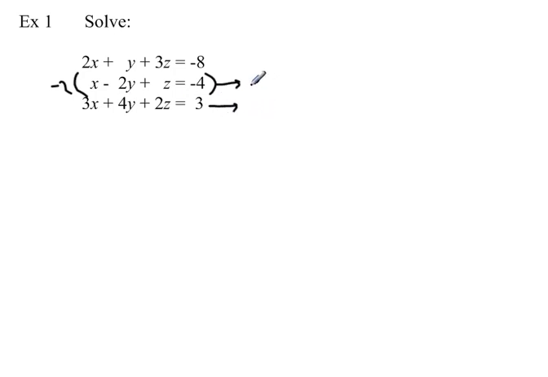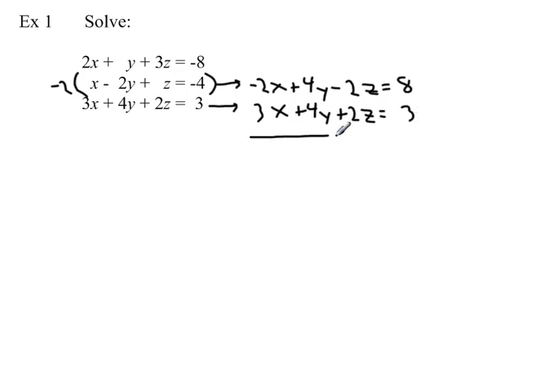So okay, the middle equation becomes -2x, excuse me, plus 4y minus 2z equals 8. And the bottom equation, if I bring it over, is 3x plus 4y plus 2z equals 3. So now if we add these 2 together, we can see that the z's will be eliminated, and we'll have just an equation with x and y. So I have 1x plus 8y equals 11.